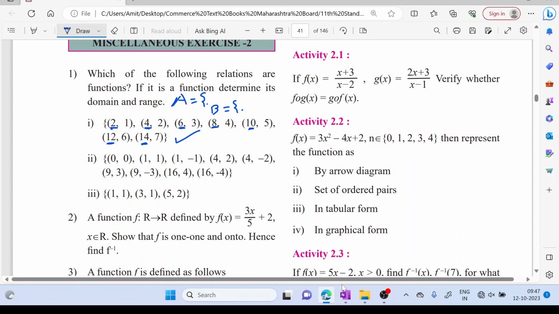So the domain of this set is 2, 4, 6, 8, 10, 12, 14. So that's the domain. What will be its range? 1, 2, 3, 4, 5, 6 and 7. So write it. Domain is 2, 4, 6, 8, 10, 12, 14. Range is 1, 2, 3, 4, 5, 6, 7.